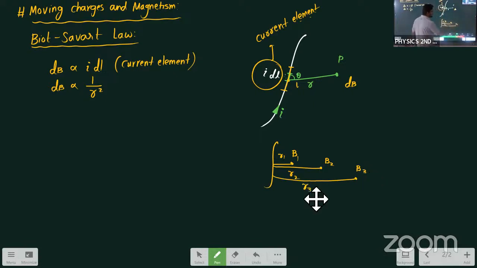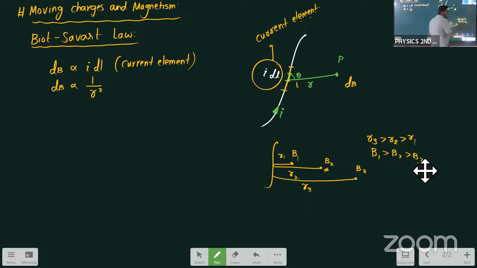By looking at this diagram, you can say that distance R3 is greater than R2 and distance R2 is greater than R1. But if I ask you at which point the magnetic field will be more, what will you say? The magnetic field B1 will be greater than B2, and B2 will be greater than B3. So as the distance is increasing, the magnetic field developed at one particular point is decreasing. So this also obeys the inverse square law.